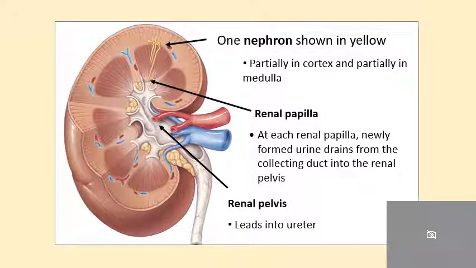And so we've just been looking at the microscopic structure of a nephron, and I want to remind you of where that nephron sits in the bigger picture of an entire kidney. This is the collecting duct here, and the collecting duct will deliver newly formed urine into the renal pelvis, which drains into the ureter.